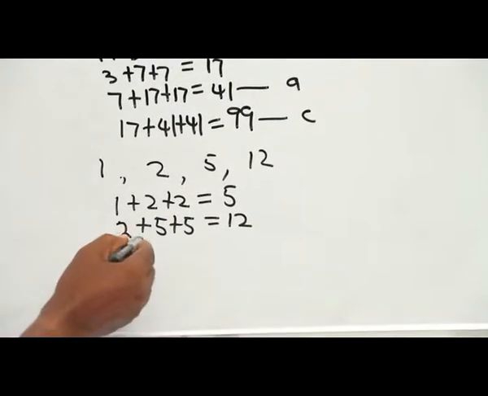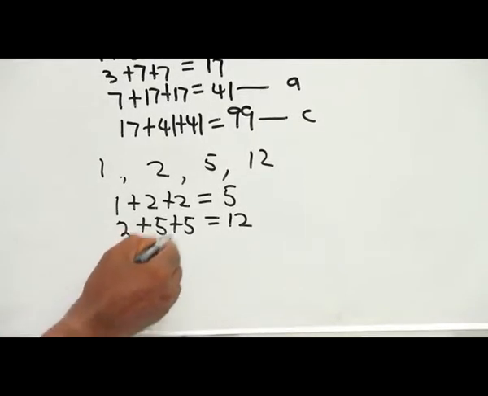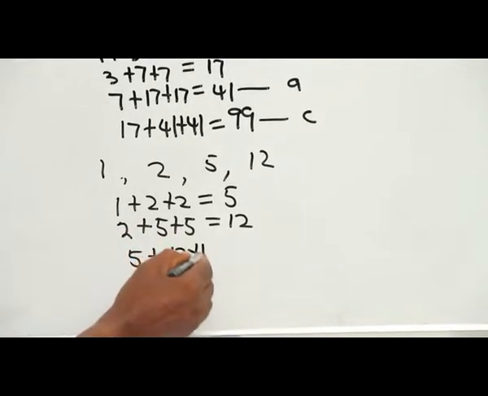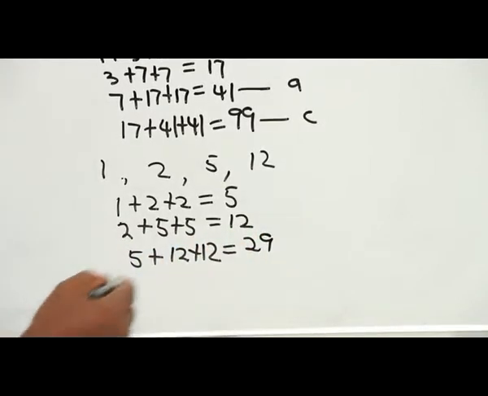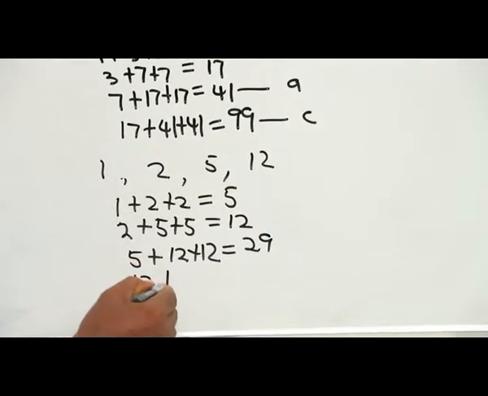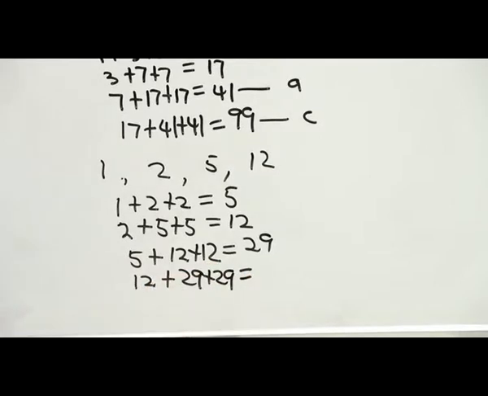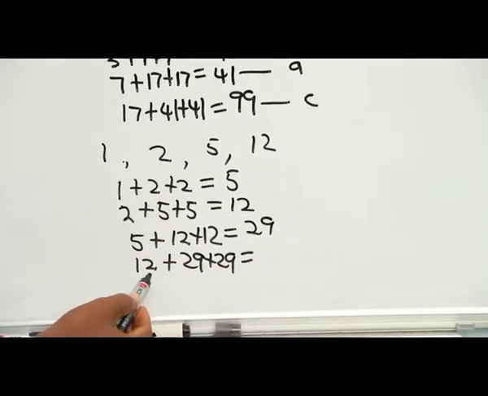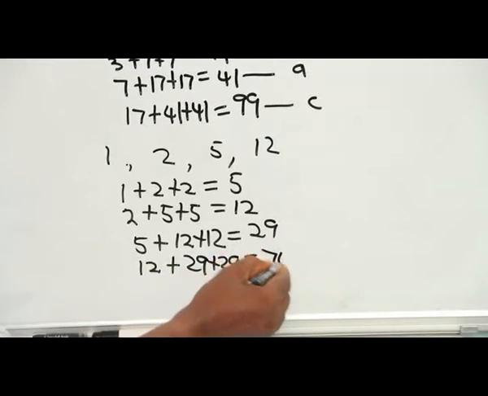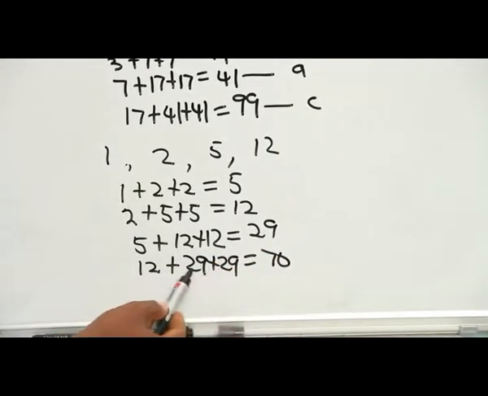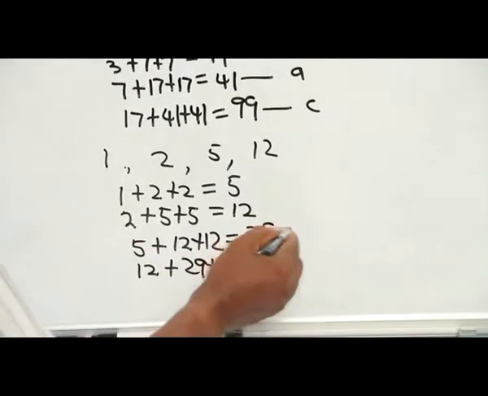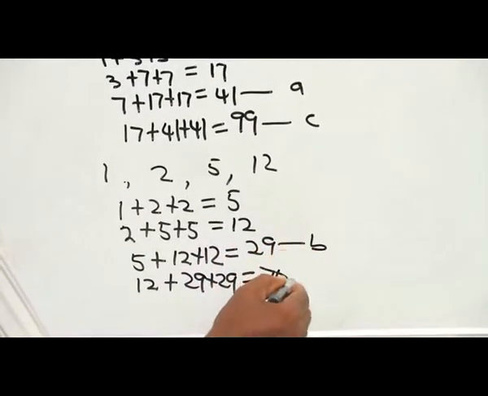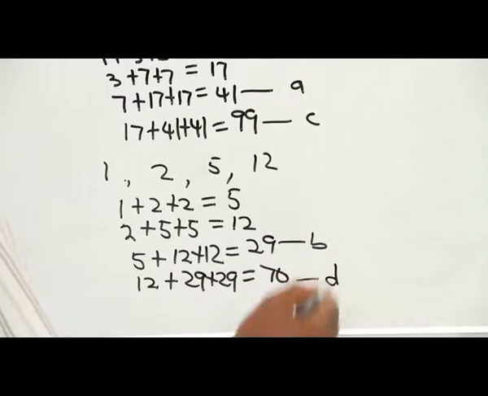Then the next one is 5 plus 12, then plus 12 will give you 29. Then the next one will be 12 plus 29 plus 29 will give you, this is 58, 59, 60, and that is going to be 70. Let's take that again. This will be 58 plus 2 is 60, and that is 70. So this will give you the B, and then this will give you our D.